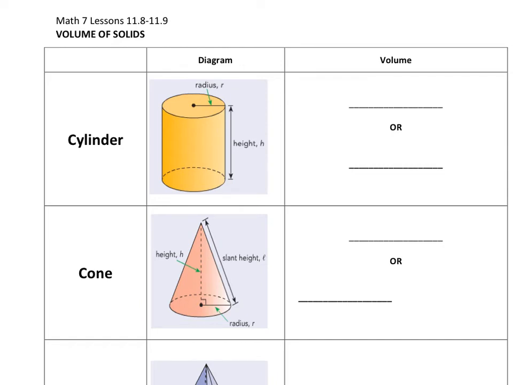Math 7, lesson 11.8 and 11.9. We're going to be taking a look at the volume of solids. And the first one that we're going to take a look at is the volume of a cylinder.